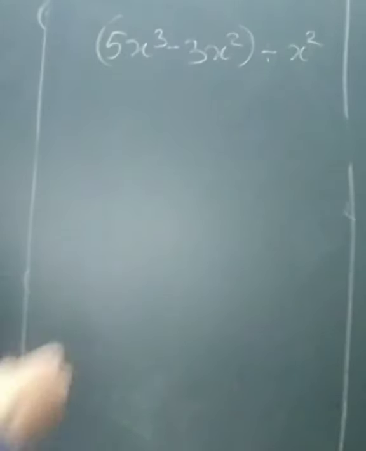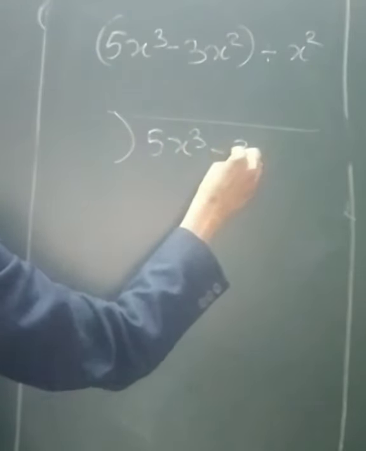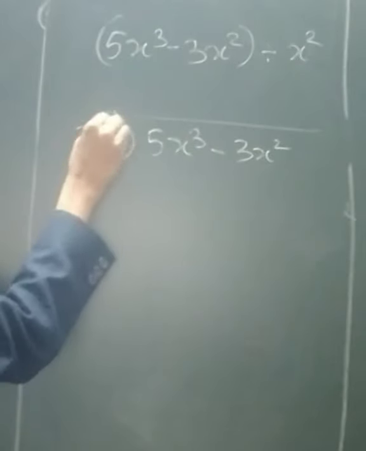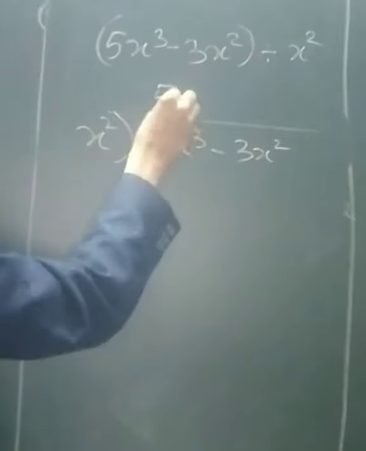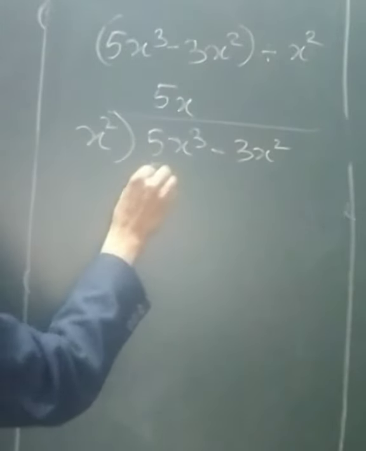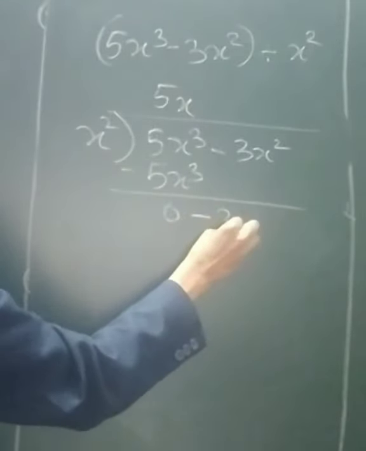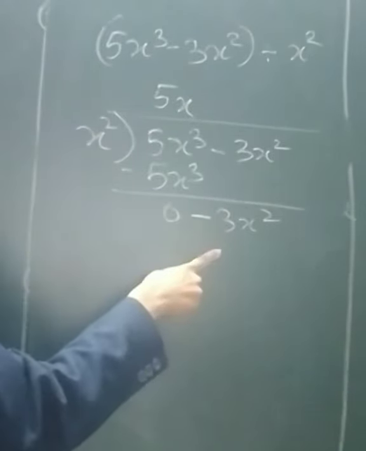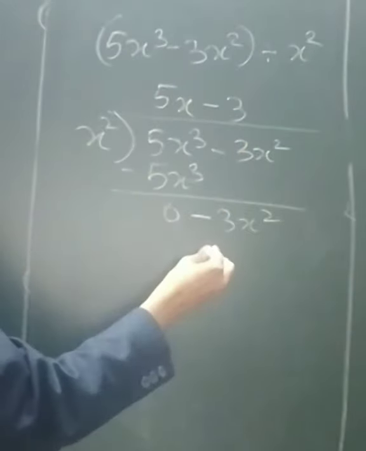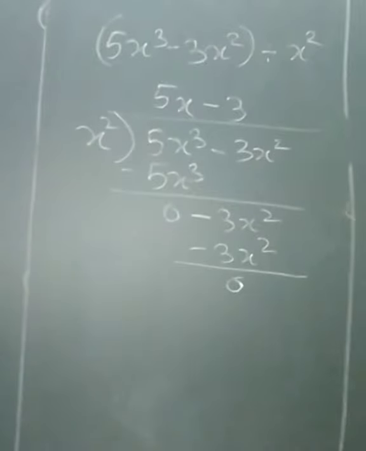Okay, look at this. So we have 5x cubed minus 3x squared and here we have x squared. Okay, x squared to 5. So multiply by 5 and one more x because it's x cubed. So we get 5x cubed. So this will be 0. This minus 3x square will come down as it is. And therefore x and minus 3. I am going to multiply by minus 3. I will get minus 3x square and the remainder will be 0. The quotient will be 5x minus 3.